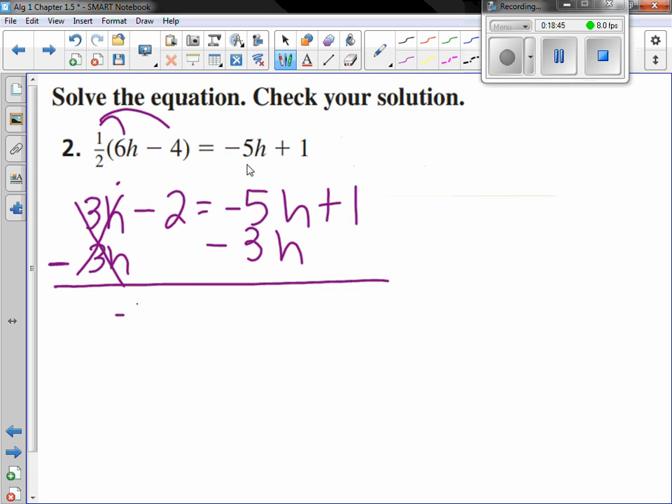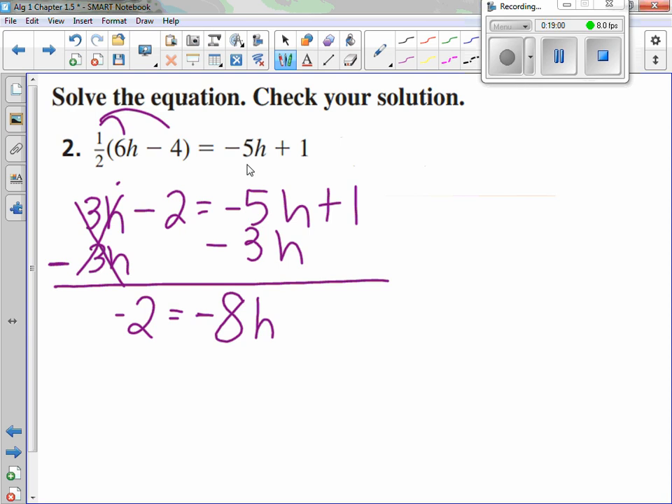So that leaves us with what? -5 minus 3 is what? Negative 8, -8h, and then we have +1. So to move stuff from one side to the other, if we're just moving it, so to move 3h or to move -5h, we have to add it to both sides or subtract it from both sides. Yes, sir?